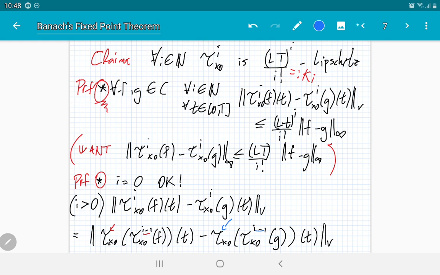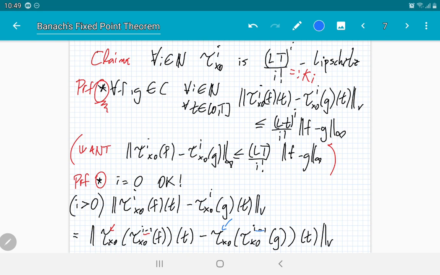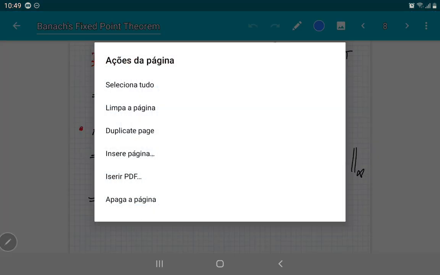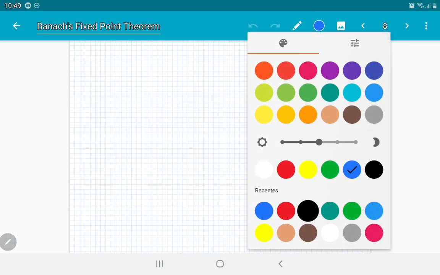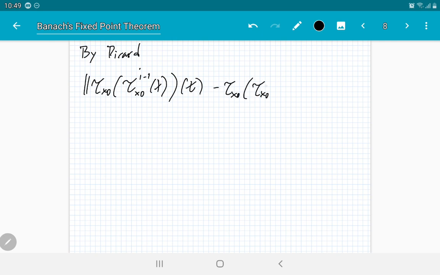Now I can apply the Picard estimate because, remember, let me go back quickly. The Picard estimate applies if you take a function and apply tau to it, take another function and apply tau to it. And here's what I have. I take one function, well, it happens to be this function, and I apply tau to it, and take this other function and apply tau to it. And sorry, I need to insert in the page here. So by Picard, if I look at tau x naught applied to tau x naught i minus 1 f of t, and tau x naught i minus 1 applied to g of t.